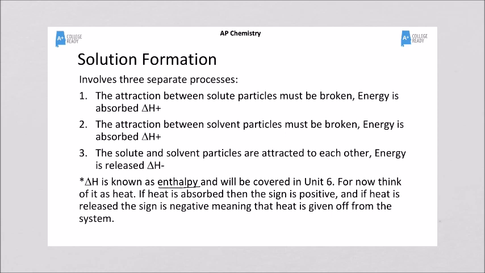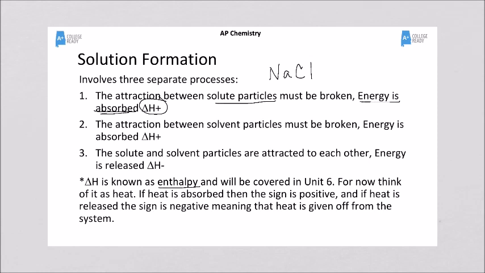Number 1, whatever's holding the solute particles together. Like if we have an ionic compound, let's say we're going to put NaCl in water. Well, what has to happen for NaCl to dissolve in water? Well, think of that structure. All those attractions between positive and negative ions have to be broken. Anytime we're breaking an attraction, energy is absorbed. You'll get used to seeing this later, that's a positive enthalpy change, and it's described at the bottom. But for right now, just know that energy is absorbed to break an attraction.